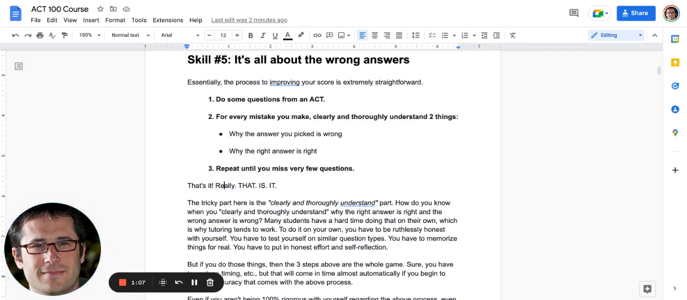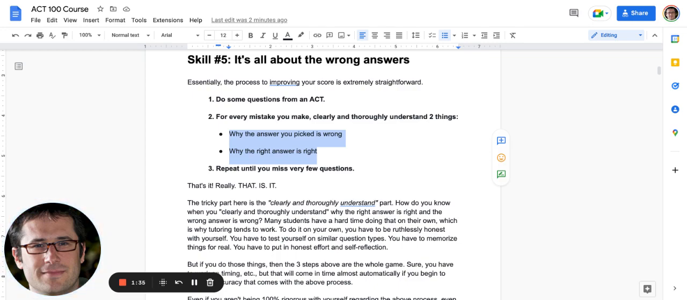And where everyone gets confused, or where they kind of mess this up, is this part. Like, do I really know why the right answer is the right answer? Do I really know why the wrong answer is the wrong answer? Like, deeply, thoroughly, without any question whatsoever, without any doubt whatsoever.